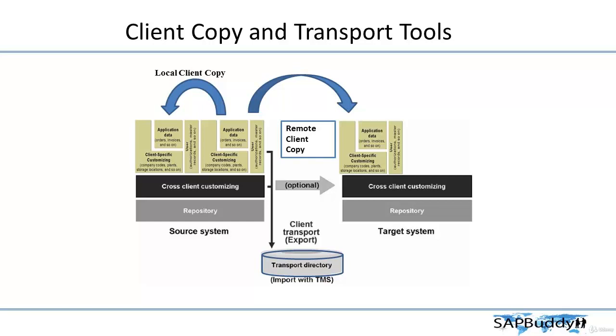So as we have seen, we have 3 different types of client copies: local client copy, remote client copy, and client transport. Let's see one by one how these client copies are going to work in detail and what situations we can use each of them in. Meaning, once we understand how each client copy works, we ourselves can decide in what situations we can use a specific client copy, and which will be feasible for the specific situations. Okay, first let's see local client copy.